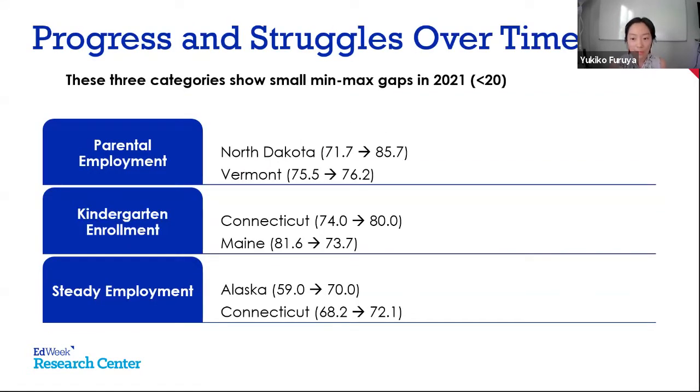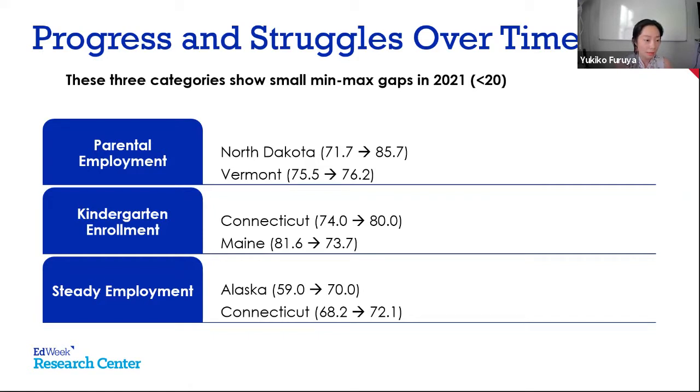This slide shows changes over time in 3 categories that have small mini-max gaps, which means all states do relatively well compared to other indicators. Some states showed a significant improvement, while others show little or negative improvement. States in the upper part of each cell showed the largest improvement since 2008, and those in the lower part of each cell showed the smallest or negative improvement over time.